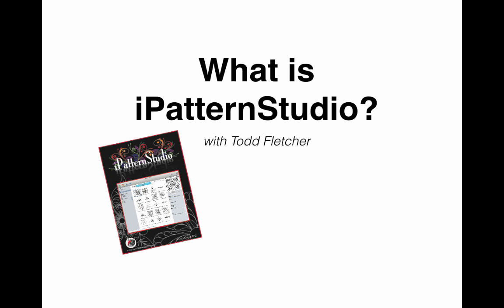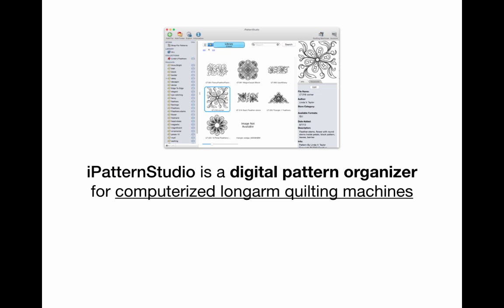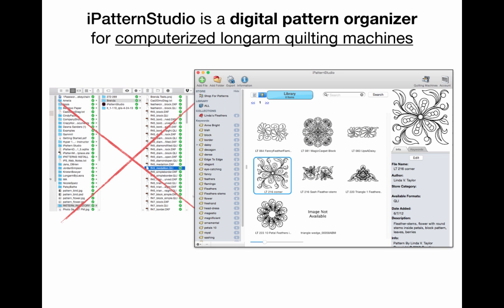What is iPatternStudio with Todd Fletcher? Simply put, iPatternStudio is a digital pattern organizer for pattern files that come with computerized long-arm quilting machines. Instead of using complicated file structures on your computer's hard drive in many different places, patterns can be imported into iPatternStudio for clean and efficient organizational purposes and allow good visual feedback of the different patterns you have, keywording for various patterns, and all those pattern files are stored into a single database location for easy management.